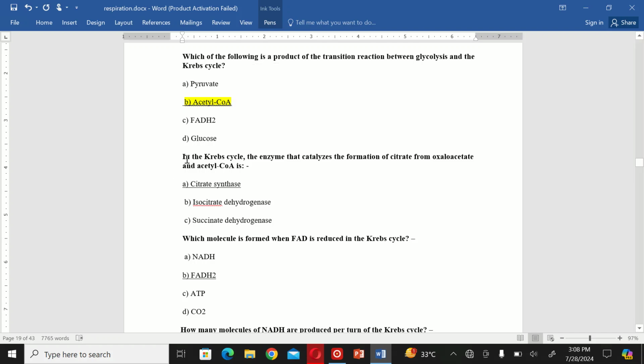The next MCQ is in the Krebs cycle, the enzyme that catalyzes the formation of citrate from oxaloacetate and acetyl coenzyme A. A. Citrate synthase. B. Isocitrate dehydrogenase. And C. Succinate dehydrogenase. So the correct option is A.